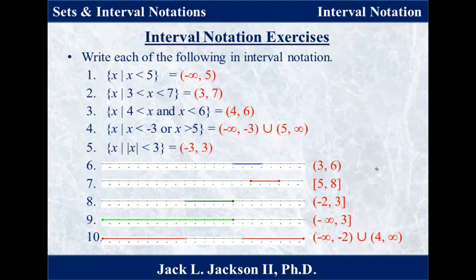The set of all x such that 3 is less than x, which is less than 7, this is the kind of thing that intervals are just perfect for. Parentheses 3, comma 7, parentheses, a much more compact way of writing that than the set builder notation.